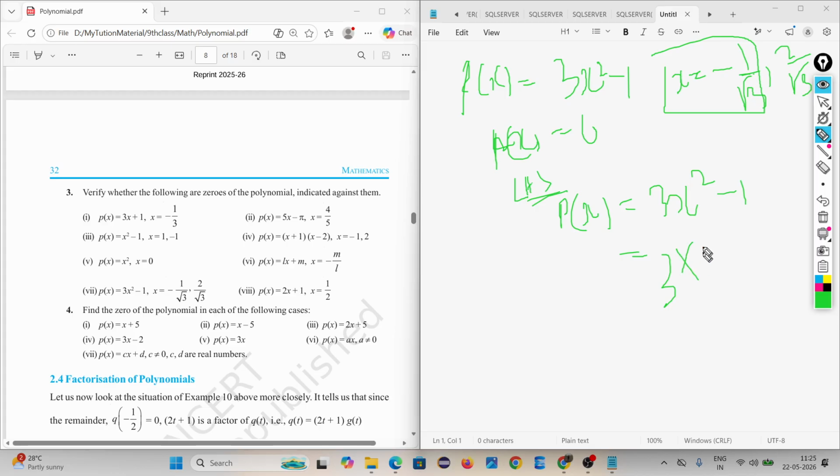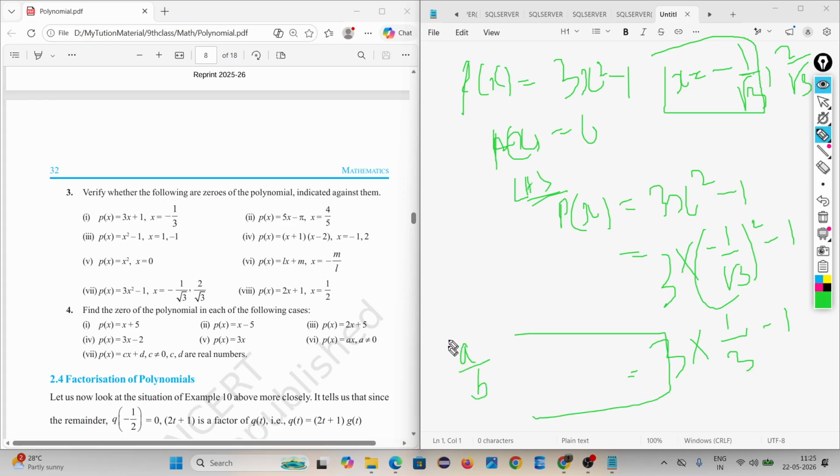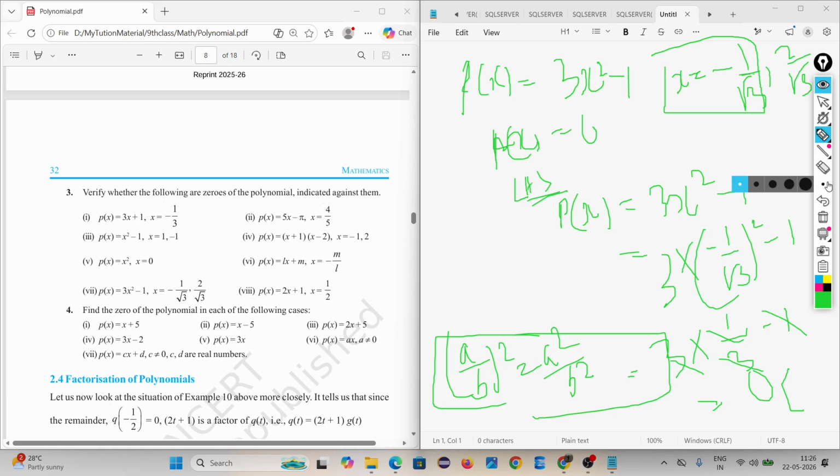3 into minus 1 upon root 3 squared. Exponent power rule: minus 1 squared is 1, and root 3 squared is 3. Here we are applying the exponent rule: a upon b squared means a squared divided by b squared. 3 and 3 cancel, plus 1 minus 1 cancels, giving 0. That means yes. And check for the second.